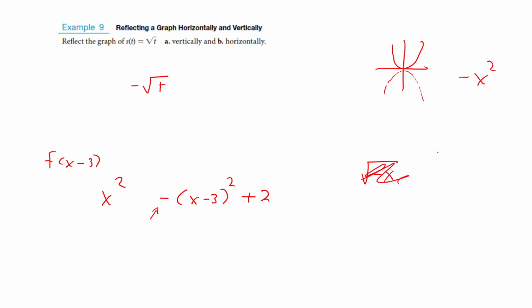Hold on. Let me show you. So that would flip it horizontally, it'd flip it right over the y. So that is also a bad example. Hold on. I keep picking bad ones here.